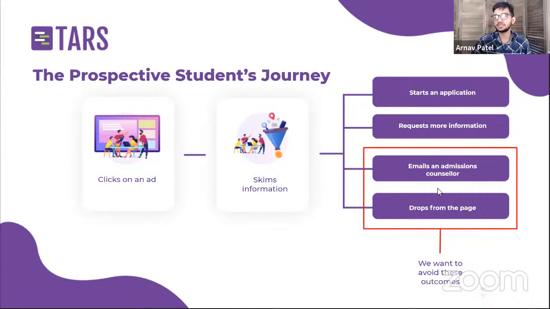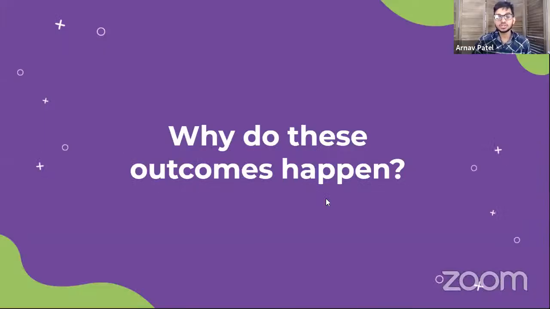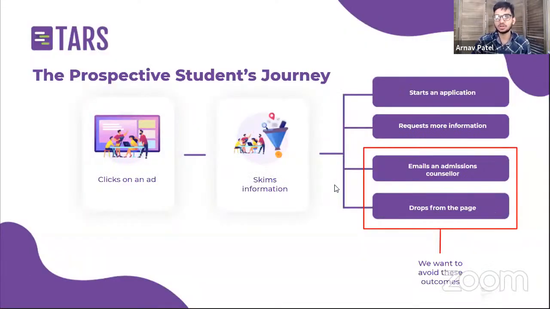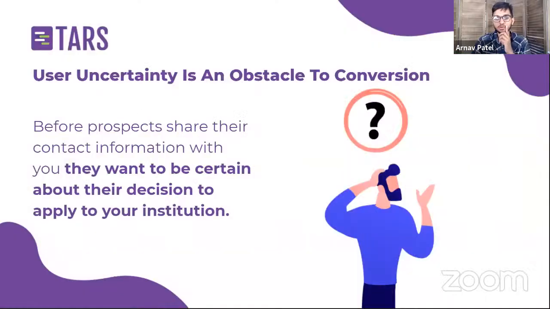And we obviously want to reduce the number of people who are dropping from the page without converting, because again, that's wasted money. That's a reduced number of leads that you can follow up on and hopefully convert into real enrollments, real applications at the end of the funnel. And the question we need to ask ourselves to figure out how we prevent these outcomes from occurring is why do these outcomes occur? Why are people emailing admissions counselors when there is information on your landing page? Why are people dropping from your page? Those are really the questions that we are trying to answer.